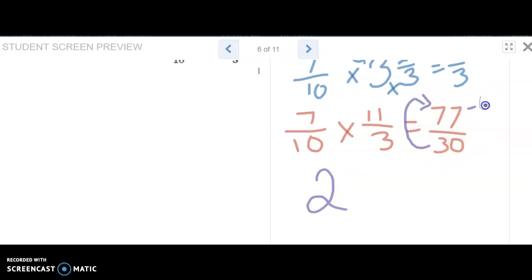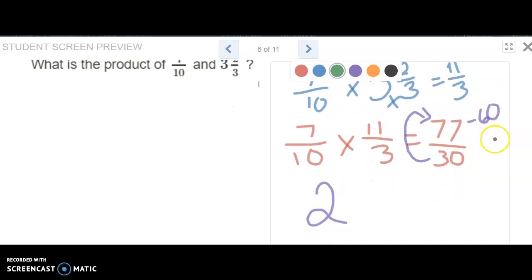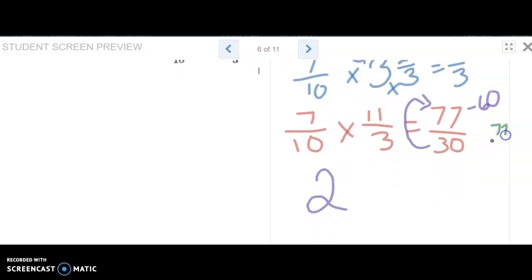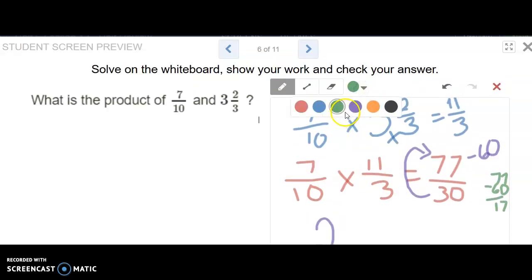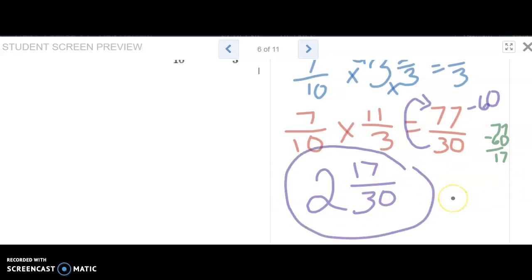So let me subtract 60 from 77. And if you can't do this in your head, go ahead and write it out on your paper. 77, take away 60. 7 minus 0 is 7. 7 minus 6 is 1. I've got 17. Okay, so I'm going to go back here and get my new numerator is 17. My denominator stays 30. And that is in simplest form. So my answer, my product, is 2 and 17 over 30.